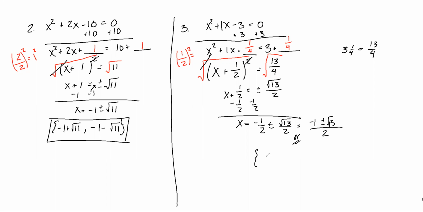So our two solutions here are -1 plus or minus, whoops, not plus or minus. -1 plus the square root of 13 all over 2, and -1 minus the square root of 13 all over 2.